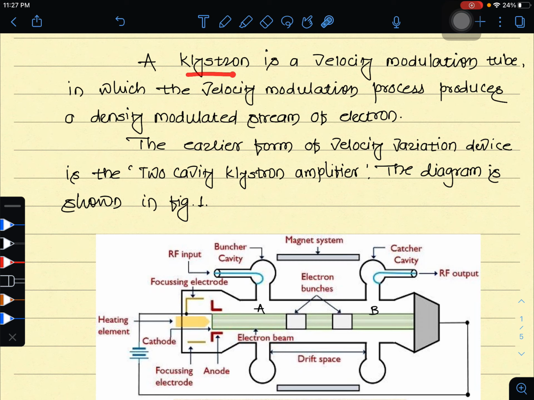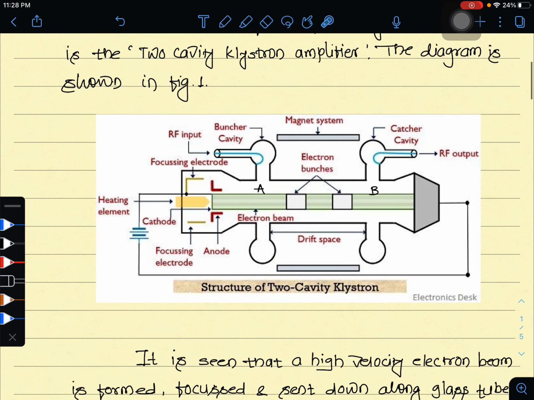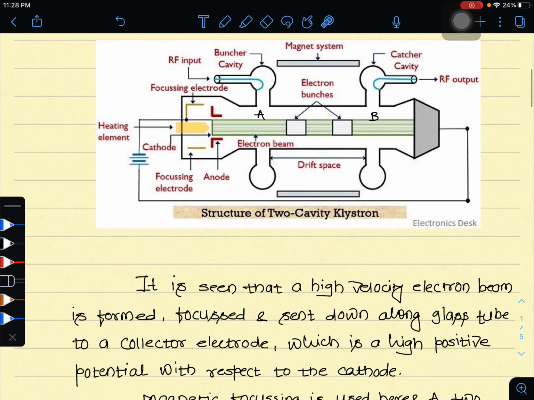Okay, what is the klystron? Klystron is nothing but one kind of velocity modulation tube. In that velocity modulation process, that means in the klystron process, they produce a density modulated stream of electrons. Now in the earlier form of the velocity variation device, the two cavity klystron amplifier is most often used, and it is seen in that diagram.